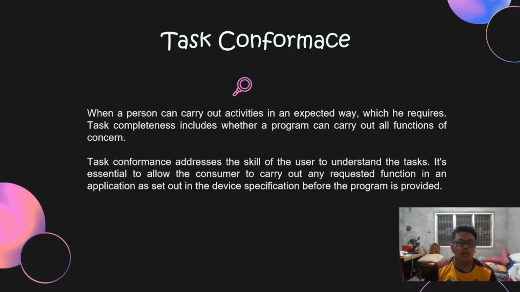When a person can carry out activities in an expected way, it requires that task completeness includes whether a program can carry out all functions of concern. So, bale dapat lahat ng functions na nandyan, or all of the buttons or the text box na nandyan is dapat gumagana. So, task conformance addresses the skills of the user to understand the task.